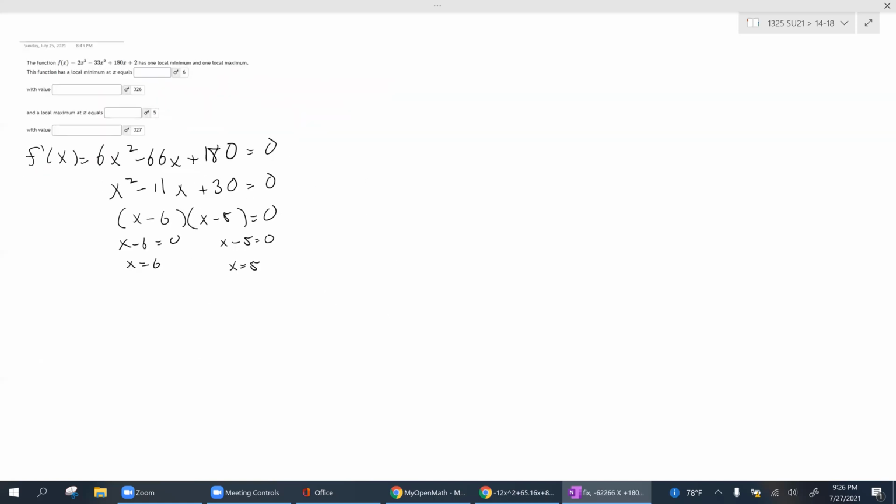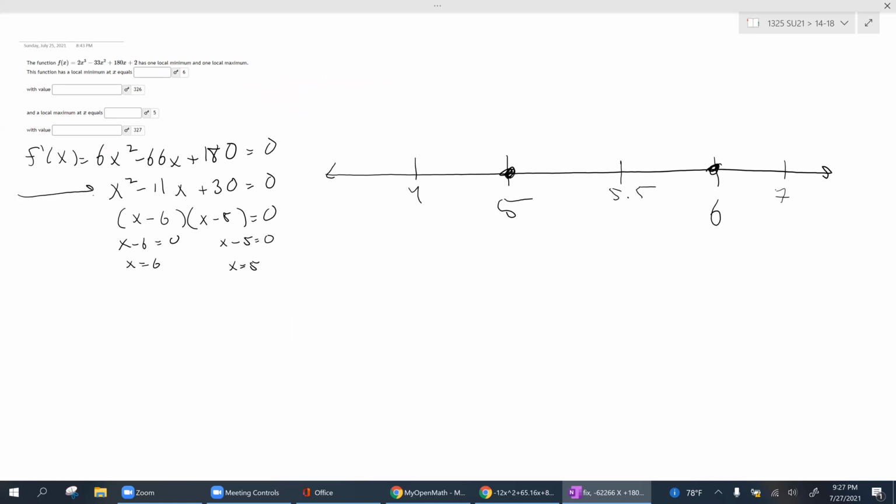Those right there are going to be my critical points, right? This is 5. This is 6. It's a critical point. I'm going to go ahead and apply 4 into my first derivative to see what I get. You can apply it to this one as well.